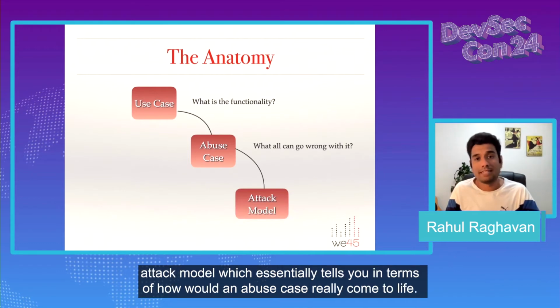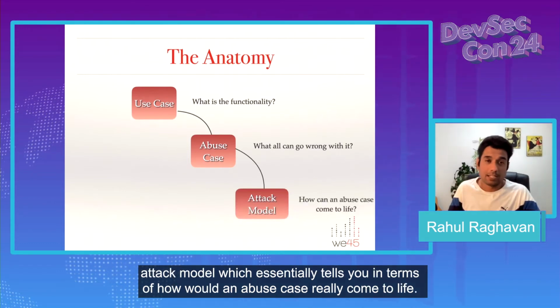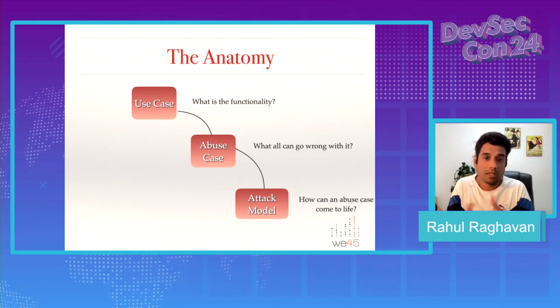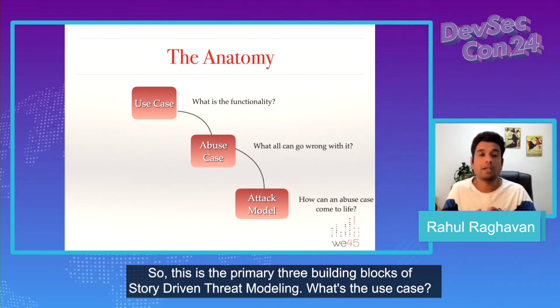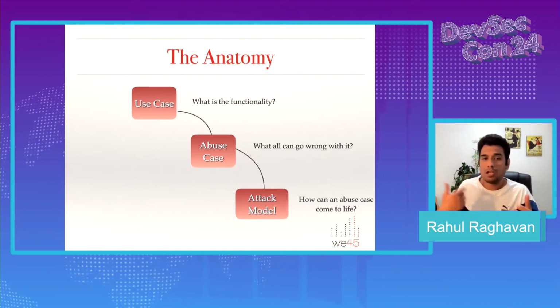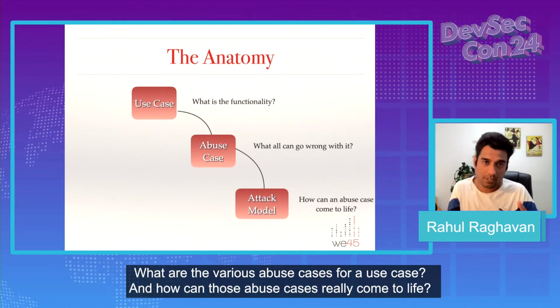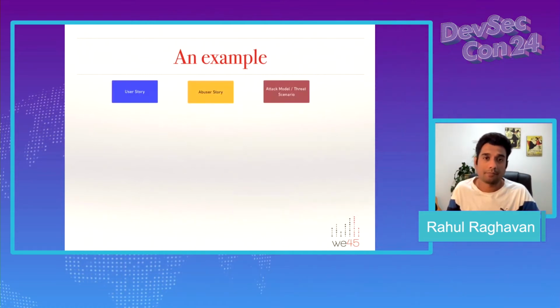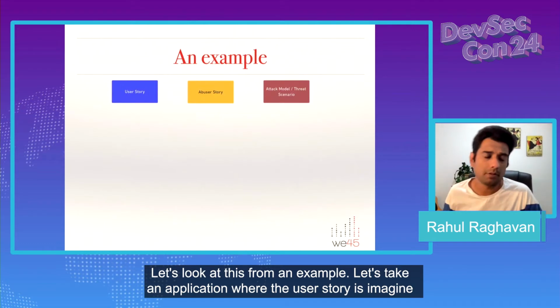And then you have the attack model, which essentially tells you how an abuse case would come to life. So these are the primary three building blocks of story-driven threat modeling. What's the use case? What are the various abuse cases for a use case? And how can those abuse cases come to life? Let's look at this with an example.